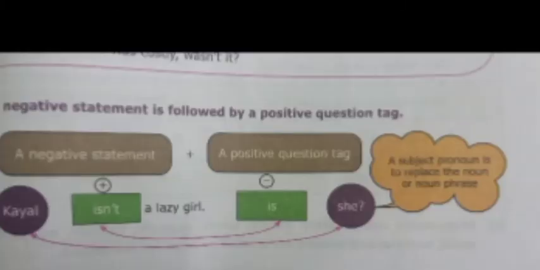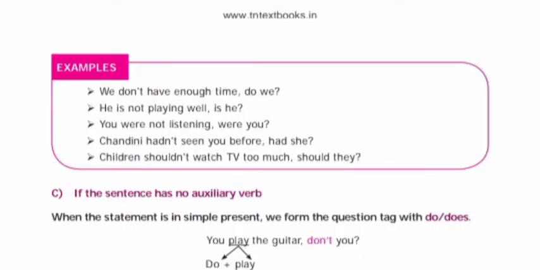A negative statement is followed by a positive question tag. So, a negative statement plus a positive question tag. Kyle is not a lazy girl, is she? A subject pronoun is used to replace the noun or noun phrase. We will see some examples. We don't have enough time, do we? A negative statement plus a positive question tag.